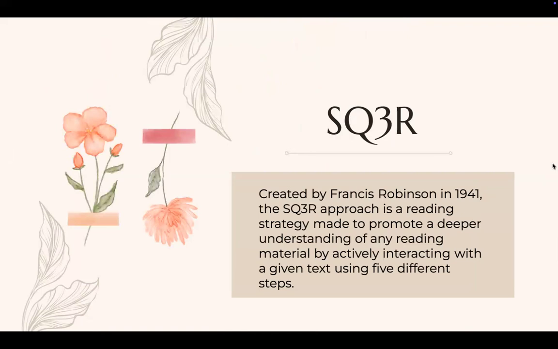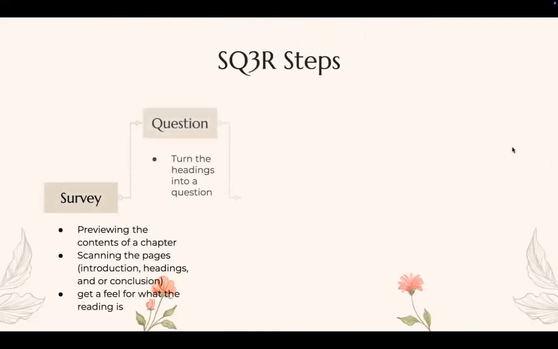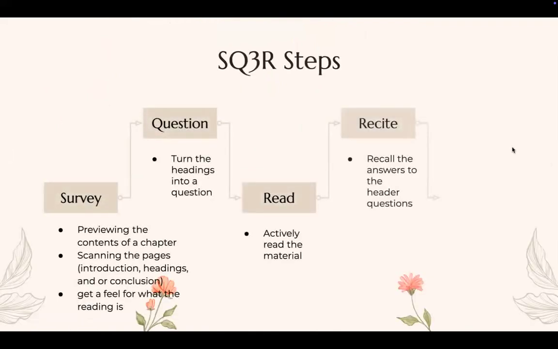SQ3R was created by Francis Robinson in 1941. It was made to promote a deeper understanding of any reading material by actively interacting with a given text using 5 different steps. These 5 different steps are in the name of the approach: survey, question, read, recite, and review.